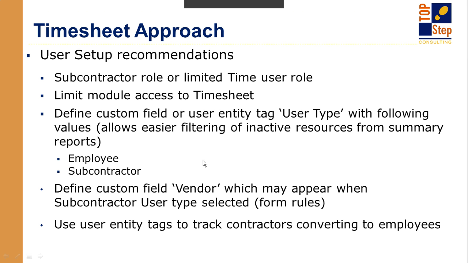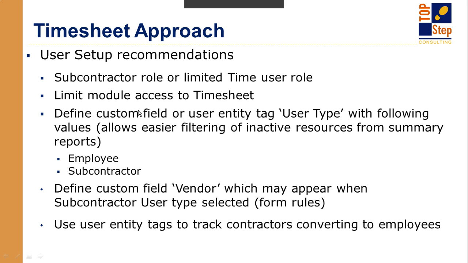We recommend defining a custom field, or even better, a user entity tag that we would call user type, with values to differentiate between employees and subcontractors. If you're not familiar with user tags, it's a date-constrained field that lets you say from date 1 to date 2, this person was a subcontractor, and then we hired them, and from date 2 to date 3, they were an employee. It doesn't require you to create separate accounts, one for when they were an employee and one for when they were a subcontractor.